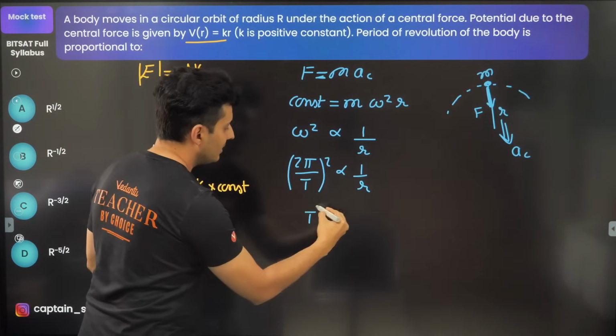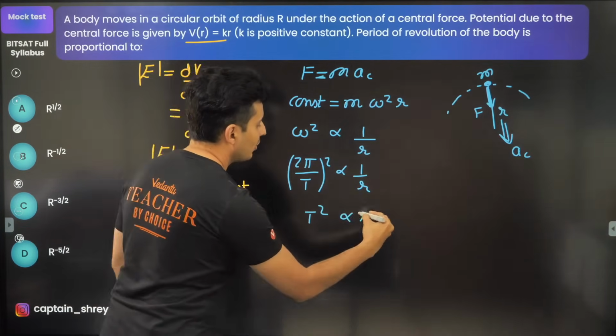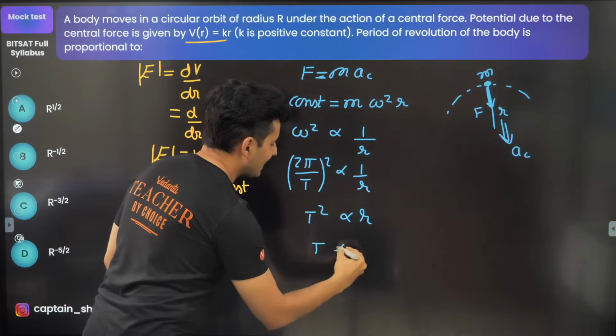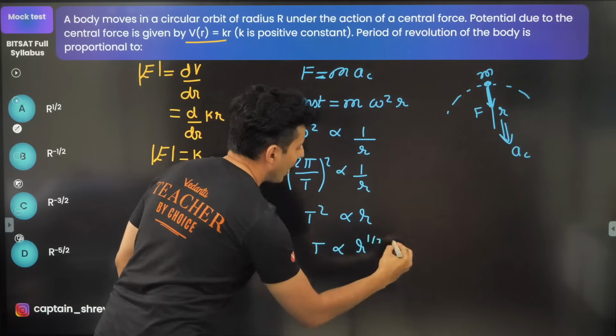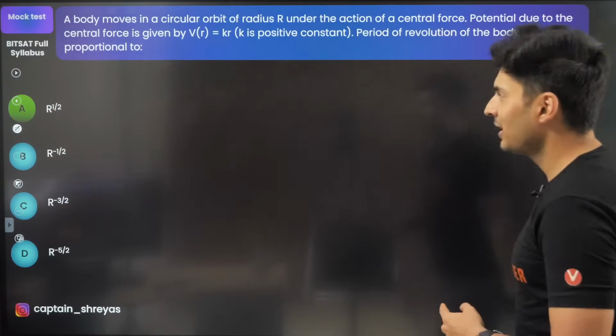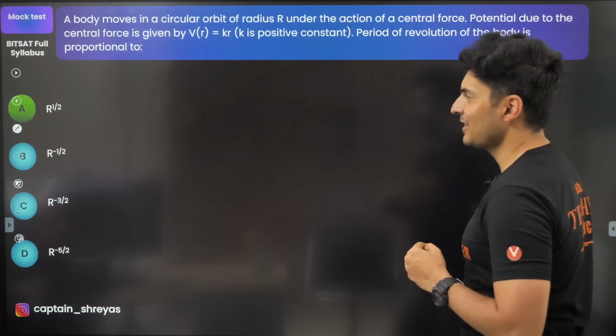That means t square is directly proportional to r. Cool? That means t is directly proportional to r raised to half. I think that's what is required. Yep, option A is the correct answer.